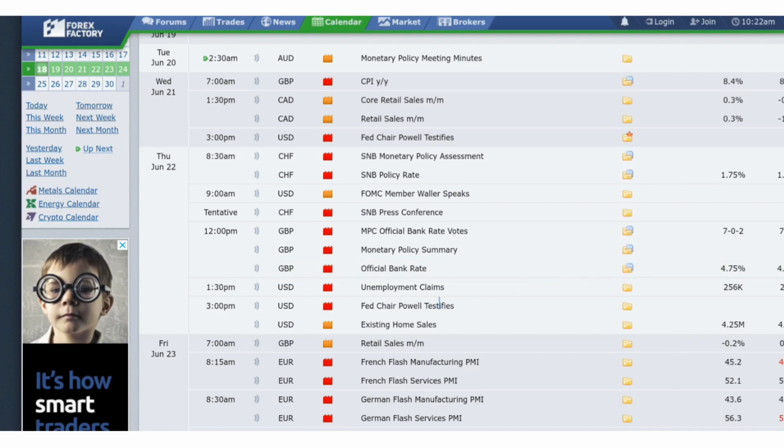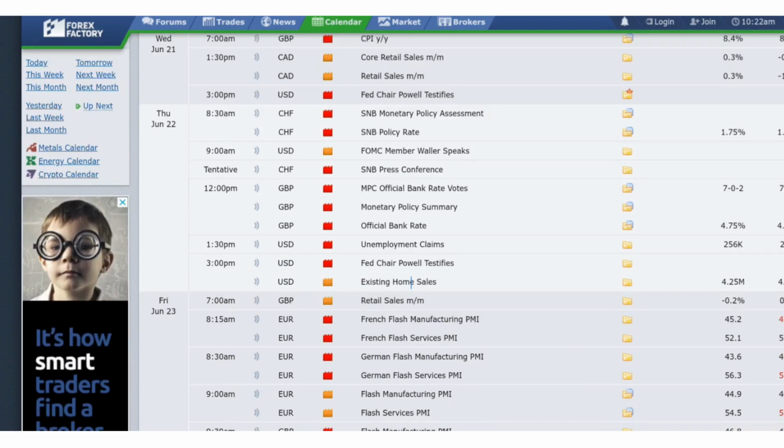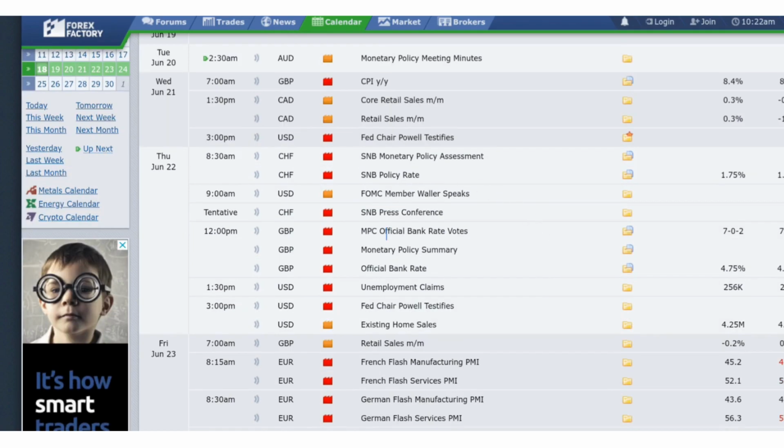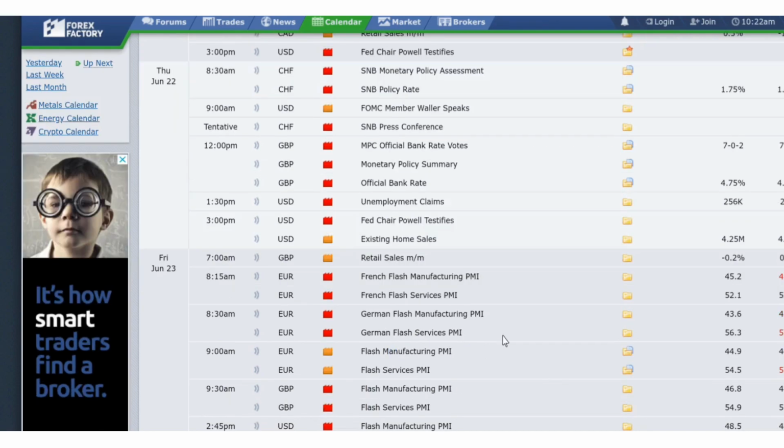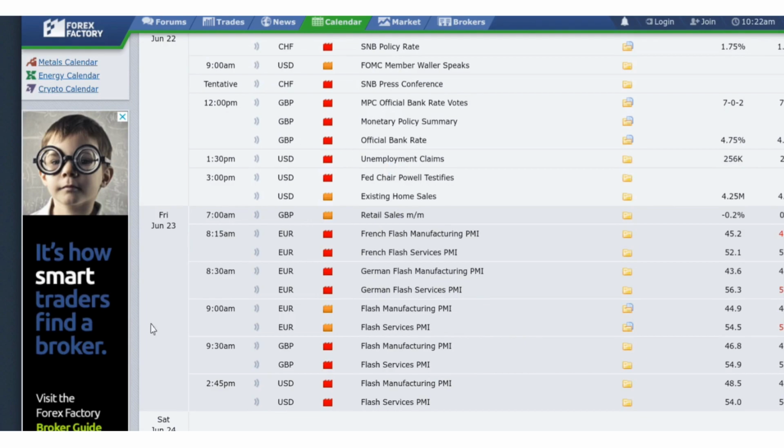On Thursday we have the unemployment claims out of the US dollar. This week is not for the US dollar, it's for the pound actually, but expect this one to have its major impact in the market. And then on Friday we have the French flash PMI, French manufacturing PMI, German flash PMI, and German manufacturing PMI coming out of the euro.